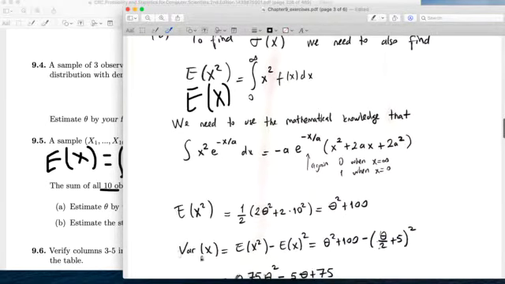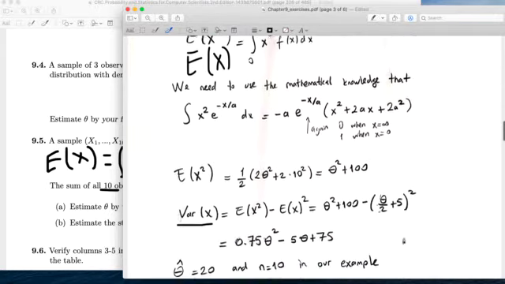So the variance of individual observations, as defined, is the expected value of x squared minus the square of the expected value of x. So the first part is theta squared plus 100 minus, if you remember, the first sample moment was theta divided by 2 plus 5, this one squared. If you solve this simple quadratic polynomial, it turns out to be 0.75 theta squared minus 5 theta plus 75. So if you just open this up.